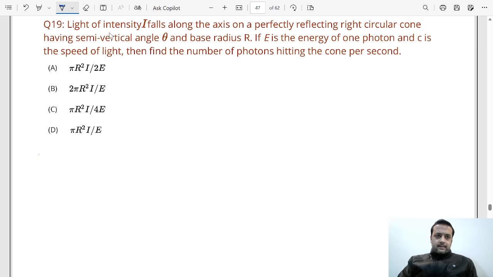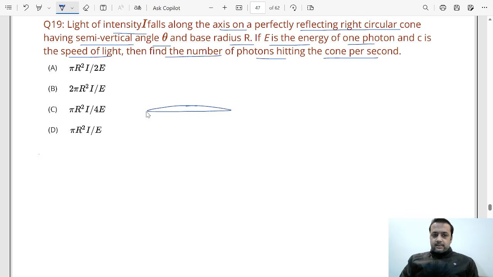All right. In this question, guys, there's a light of intensity I which falls along the axis of a perfectly reflecting light circular cone having the semi-vertical angle theta, and the base radius is r. E is the energy of one photon and c the speed of light. So we have to find the number of photons hitting the cone per second. All right, so imagine the situation.